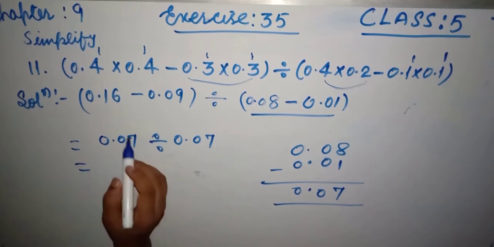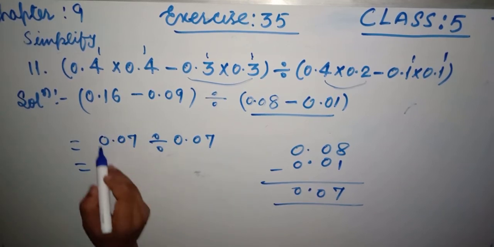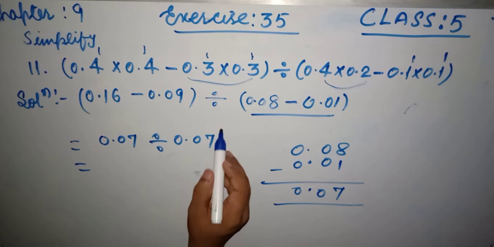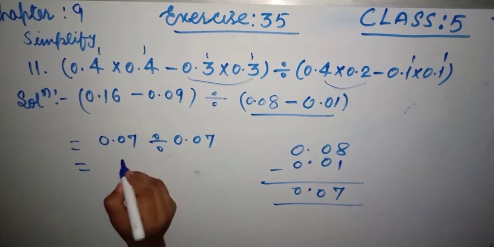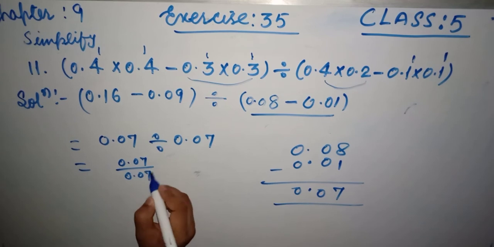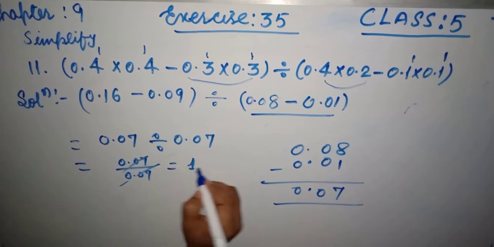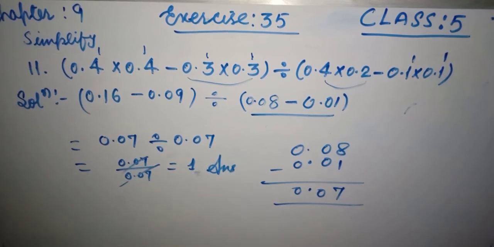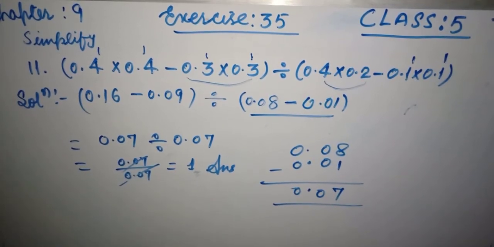So friends, have a look, these are the same numbers in numerator and denominator as well. So this will get cancelled, or either this could be written as 0.07 divided by 0.07, which is 1. So friends, 1 is your answer. I hope you will grasp. Very good, friends. Now next question.